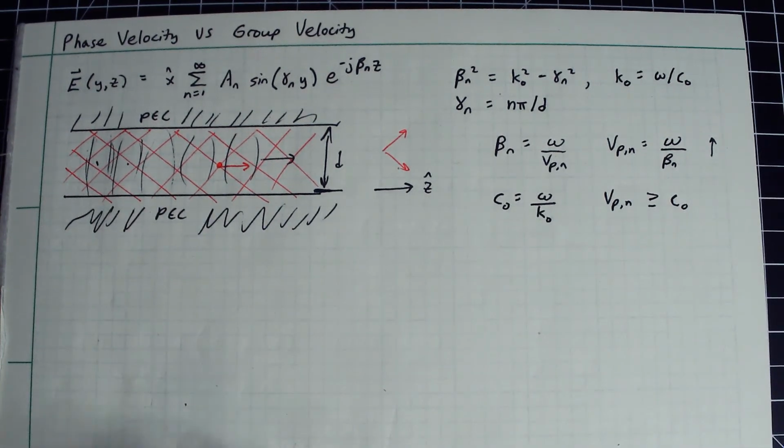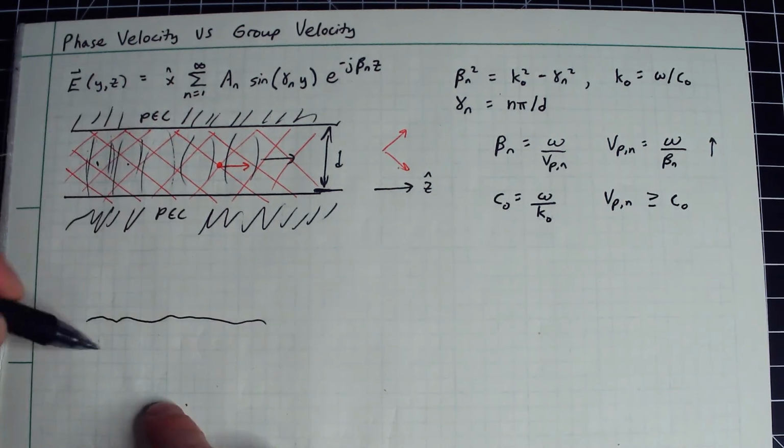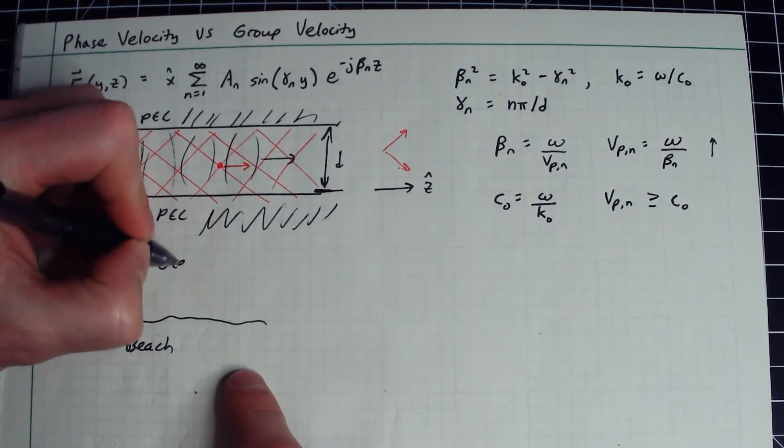So a great analogy to this is to imagine, say, a beach. Okay, so here is a beach, and this is ocean out here.